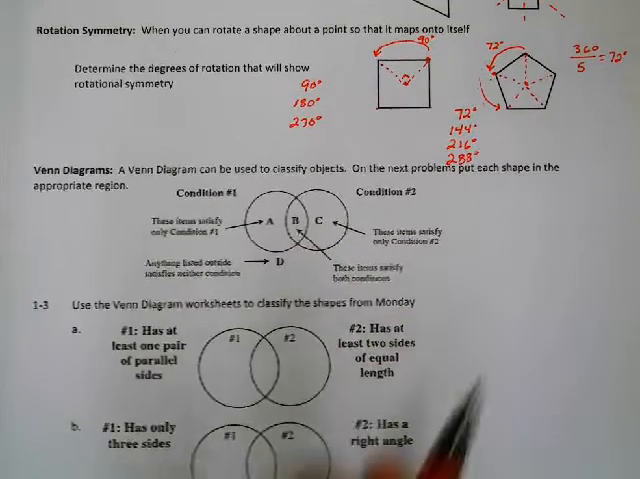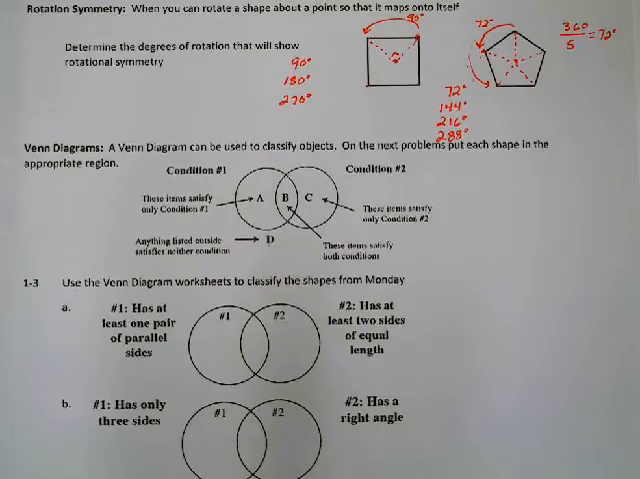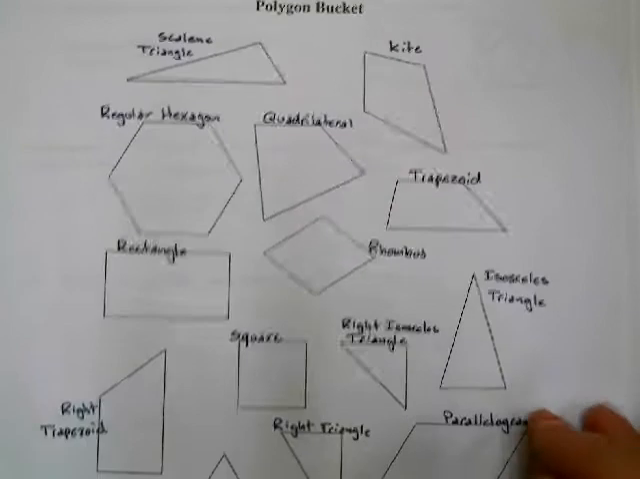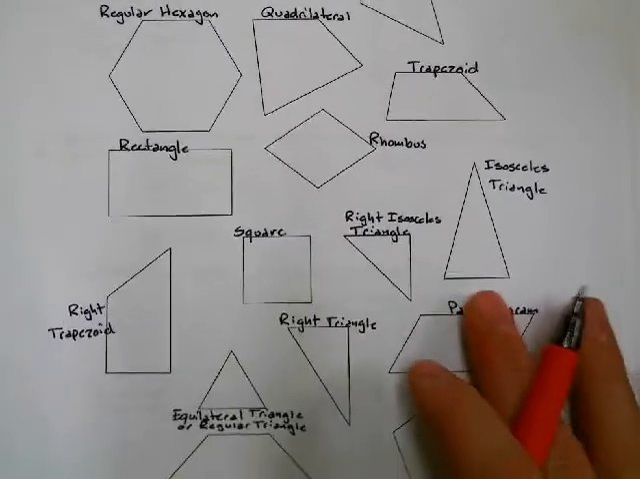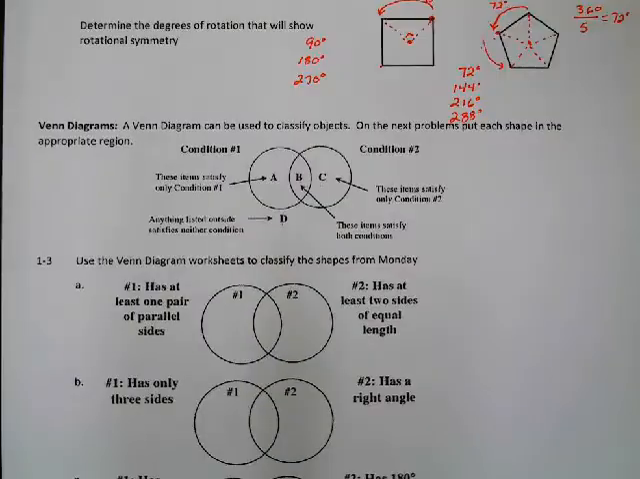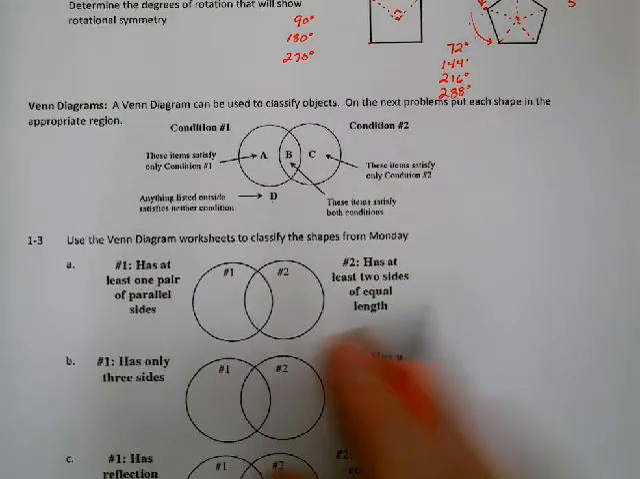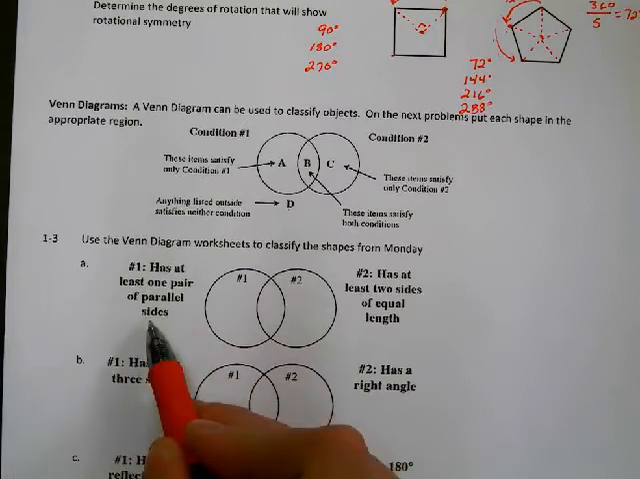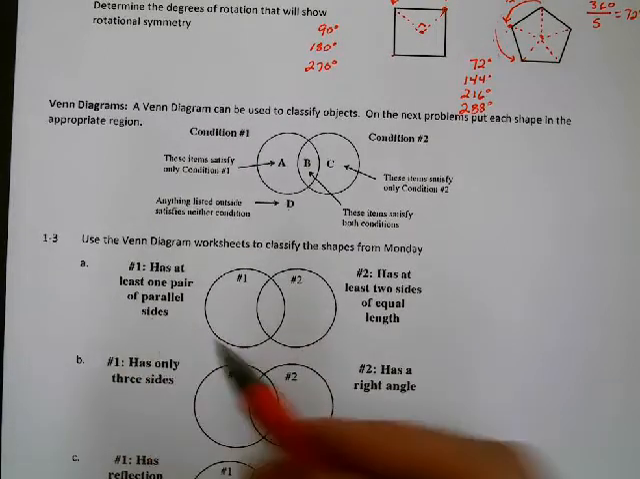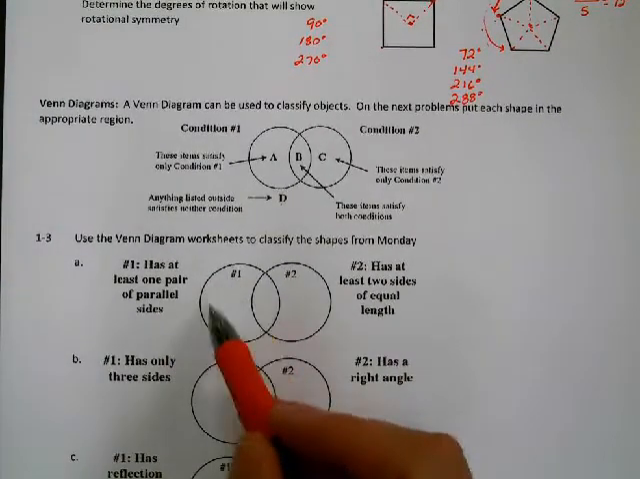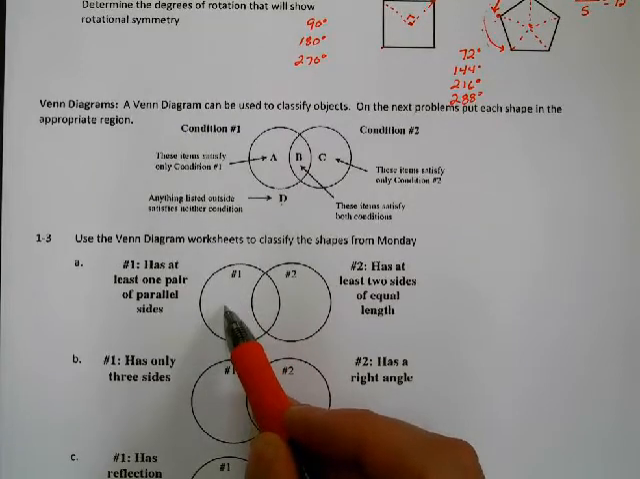So looking at this polygon bucket that we did the other day, all those different named polygons that we're looking at, we're going to try to see where these polygons fit on this Venn diagram. So the Venn diagram is, on this condition, has at least one pair of parallel sides. Okay, so several of those shapes have at least one pair of parallel sides. Now I know that none of these in here are going to be triangles. Triangles can't have parallel sides. So that's not going to work. So no triangles can show up over here.